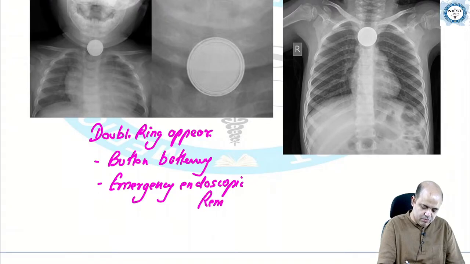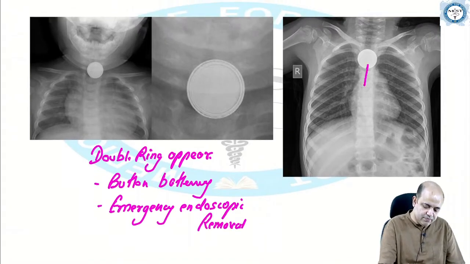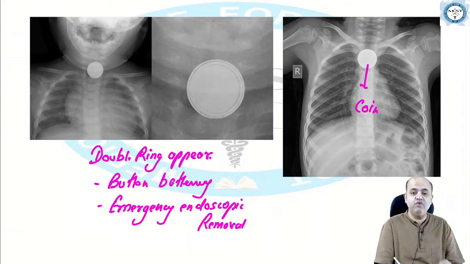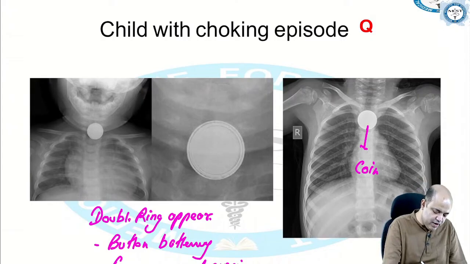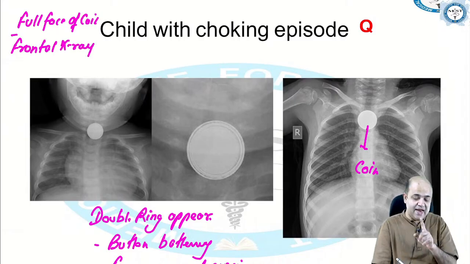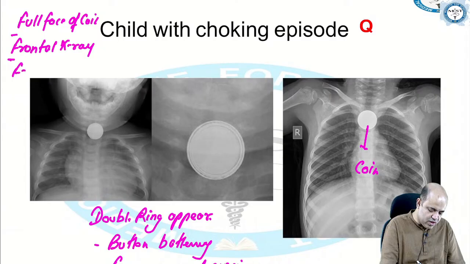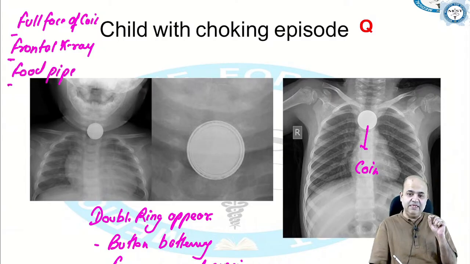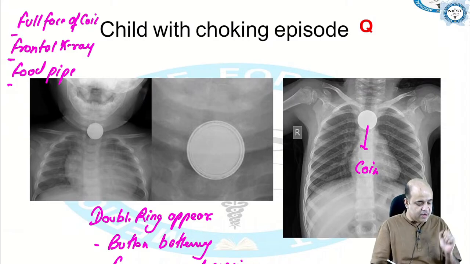Scopic removal. Or there can just be a coin. How do we identify that this is an esophageal foreign body? Full face of the coin is seen on the frontal X-ray, on the AP radiograph, not on the lateral X-ray. So that means that the foreign body is in the food pipe. That is the 3F, full face on the frontal radiograph.